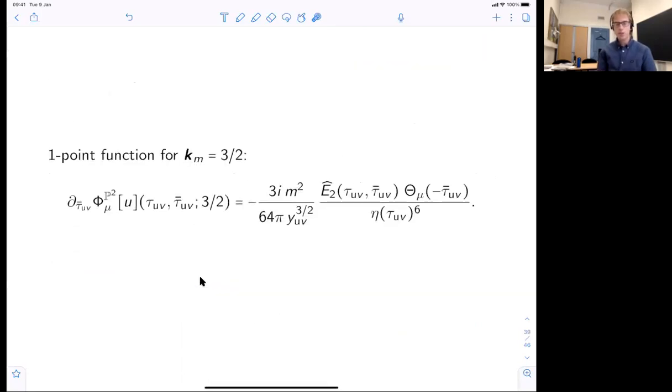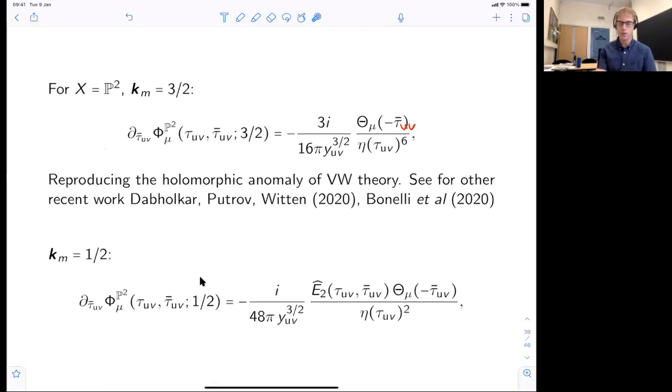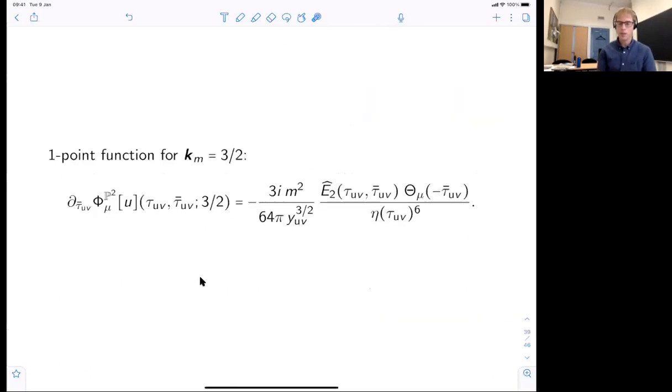And we can also consider a correlation function. Let's consider a one-point function for the observable u, and take Km to be equal to 3/2. Then we also find this second Eisenstein series. So this one should be compared with this one. For the partition function, we just get theta, but if we insert just the field u, then it is multiplied by E2 hat.